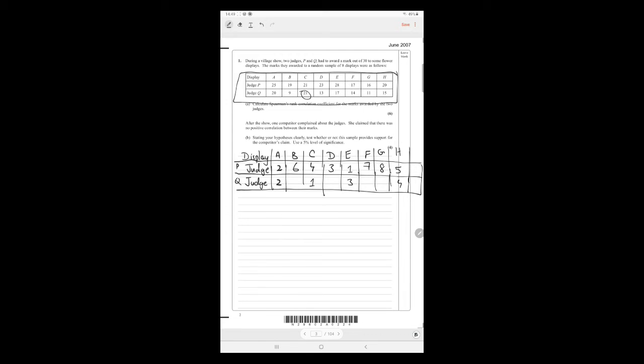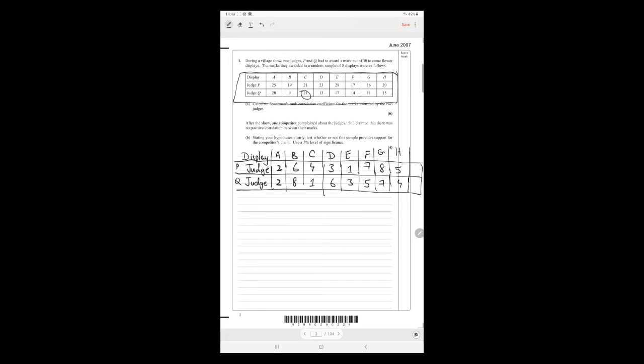Then you have 14 marks, F, that's 5. Then you have 13 marks, that's D, that's 6. Then you have 11 marks, that's G, that's rank 7. And then you have 9 marks, that's rank 8 to B. Now these are all the rankings they are given. Now to calculate the Spearman's rank correlation coefficient, you're going to have to find the difference between these rankings and square the difference.